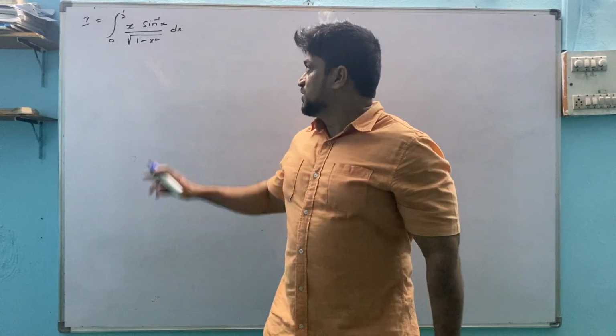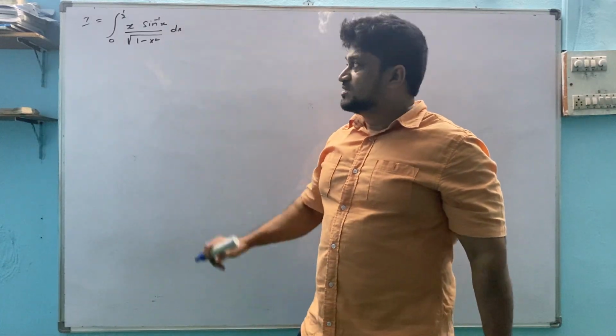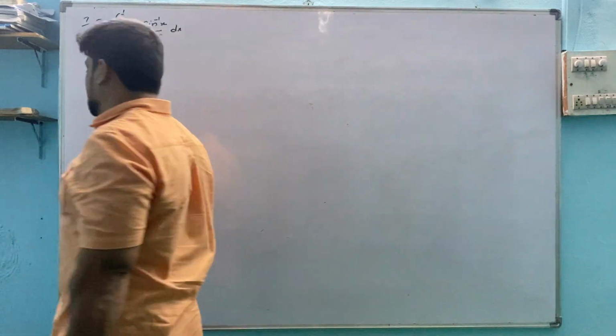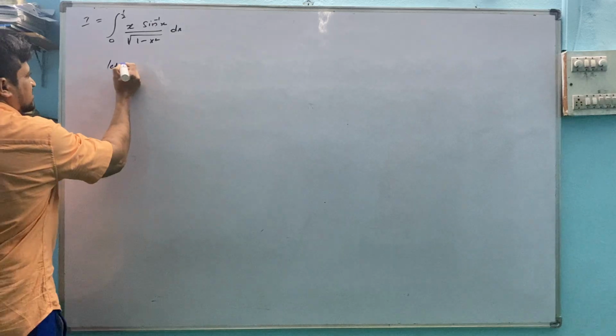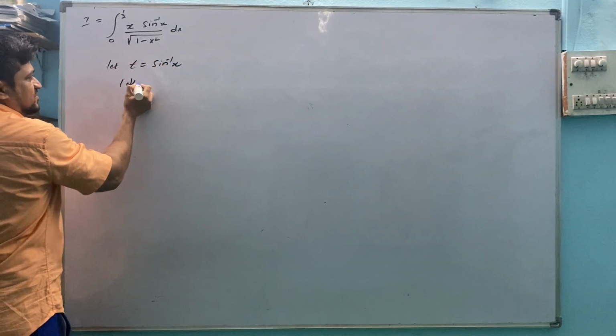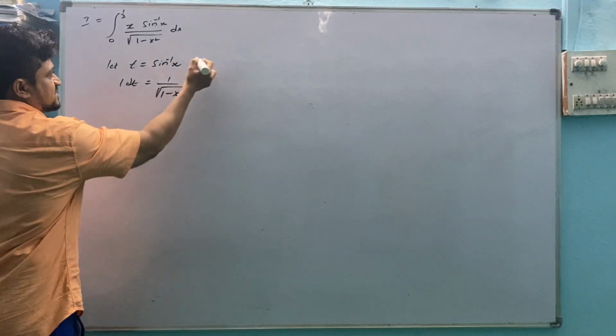Integral 0 to 1/2 of x sin inverse x divided by root over 1 minus x square. When we have sin inverse and root 1 minus x square, we will consider t equals sin inverse x. So t = sin⁻¹x, dt = 1/√(1−x²) dx.